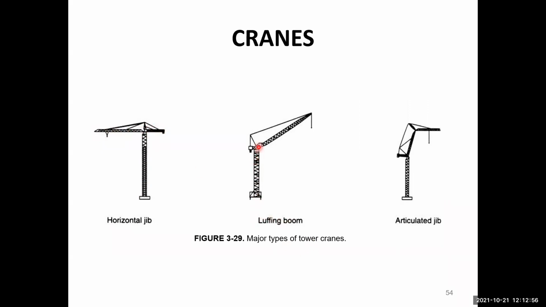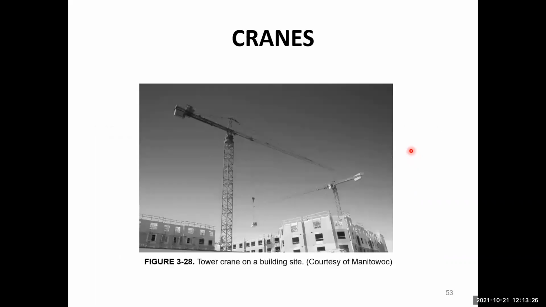In the luffing boom crane, the boom is in the inclined position, which is supported by a cable over here. And then there is another one, which is the articulated jib crane. In this case, there are two booms, and both booms are supported by those cables. One of these three types of tower cranes is common.